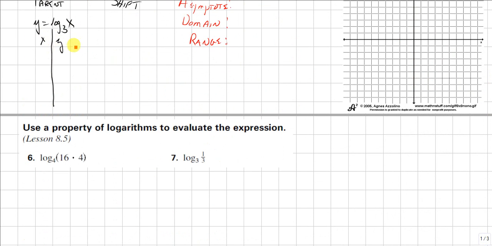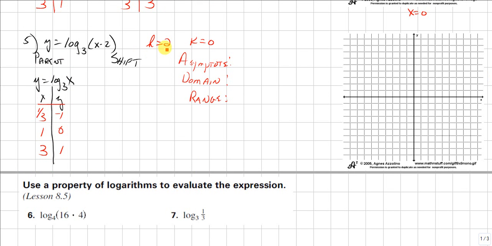So what we would have is, let's pick the same points. We'll pick negative 1, 0, and 1. So the parent should be the same. 3 to the negative 1 is 1/3. 3 to the 0 is 1, and 3 to the first is 3. And now let's shift it. So what's going to happen is we can see that h is 2, so my x is going to increase by 2. So x plus 2, and the y won't change.